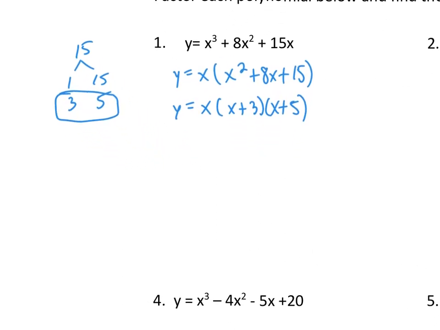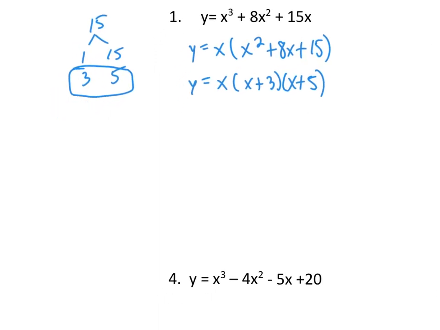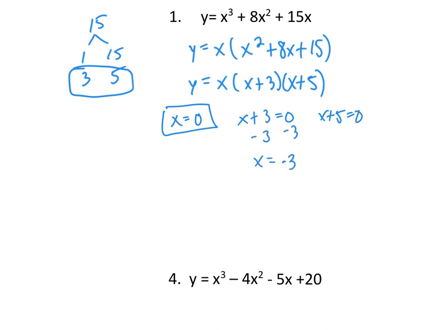And that's it. All we do is we set each of these factors equal to 0. So we do x equals 0, x plus 3 equals 0, x plus 5 equals 0. And so this first one's already solved. We don't have to do anything there. The second one, all we have to do is subtract 3. And then the third one, all we have to do is subtract 5.